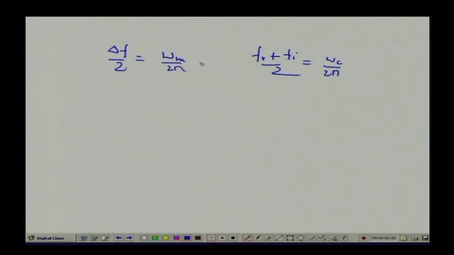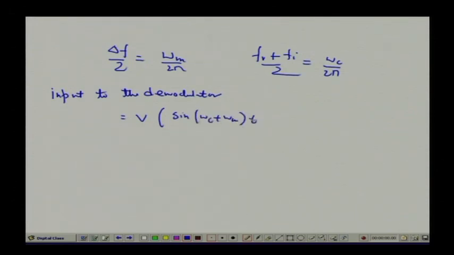If it is there, so quite obviously I can write here the input to the demodulator is equal to V sine omega c plus omega m t plus sine omega c minus omega m into t.